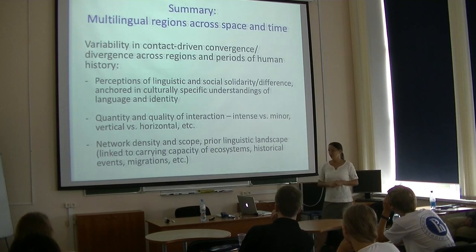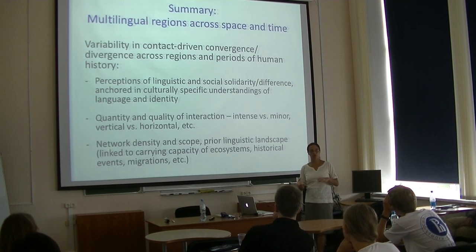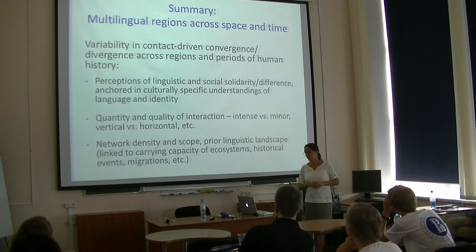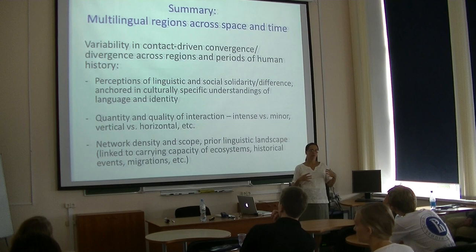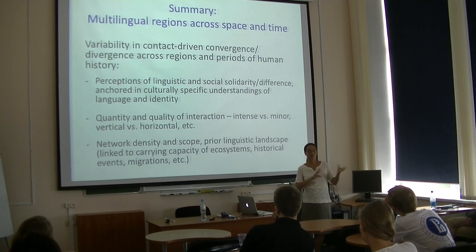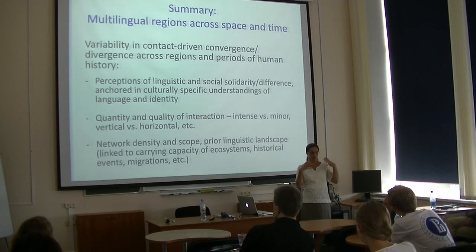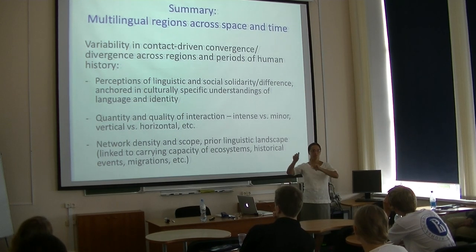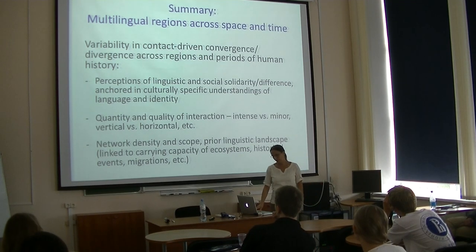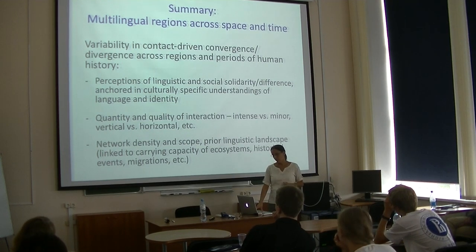The things that I've highlighted here have to do with perceptions of linguistic and social solidarity and difference, and how those relate to each other, and how those can be anchored in very culturally specific understandings of language and identity. For example, in the Amazon, the things I talked about yesterday related to perceptions of group and how language is related to that, versus in Cameroon, where people are shifting languages to show different social affiliations. And of course, things like the quantity and quality of interaction are relevant, as everybody has recognized for a long time, along with network density and scope, and prior linguistic landscape.